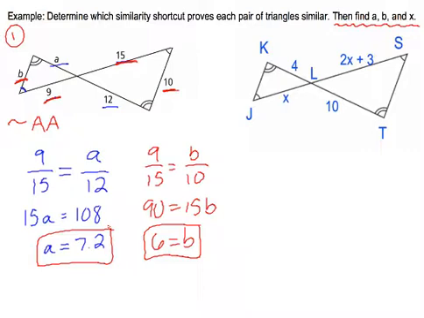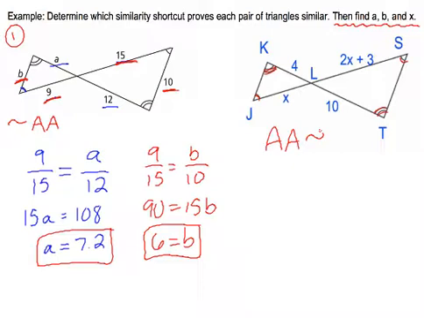Again, I'm looking at these two triangles, and I see a pair of angles congruent here, another pair of angles congruent here. Again, I can stop right there. I know these two triangles must be similar using the angle-angle shortcut. So now, to find x, I'm going to write and solve a proportion.